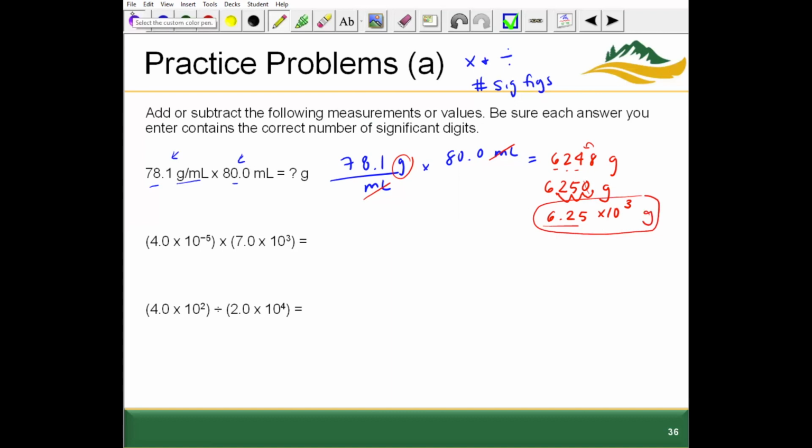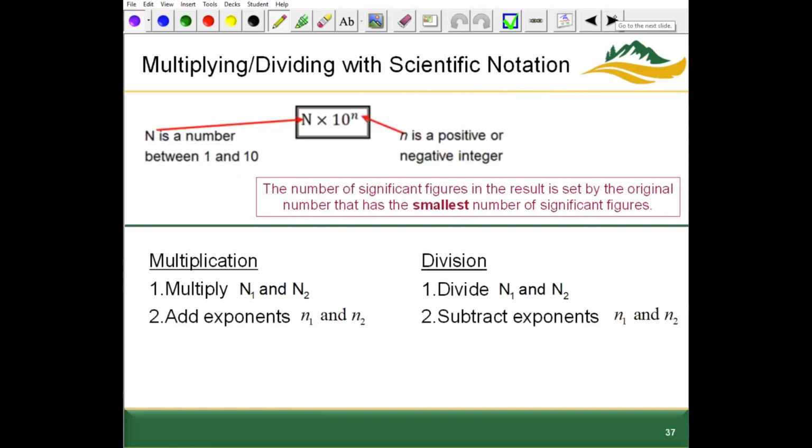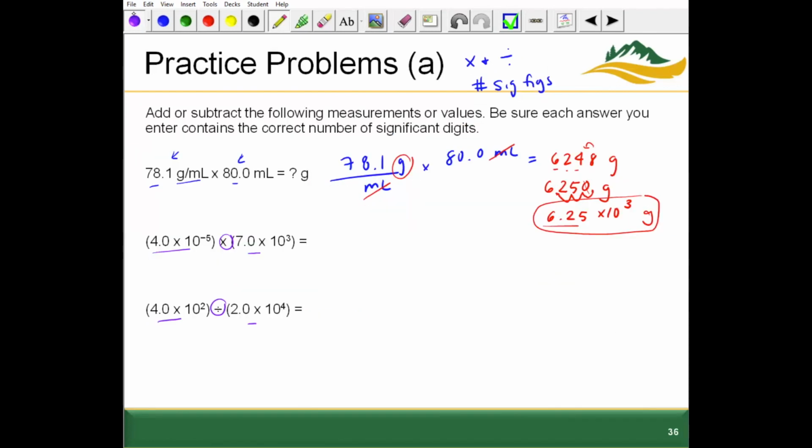Now, another concept that will tie into addition and subtraction like we did, so we can also do multiplication and division, but when we have numbers that are written in scientific notation. To cover those rules here, we are going to multiply or divide n and n2, and then depending on whether it's multiplication or division, if it's multiplication, we are going to add the exponents. If it's division, we are going to subtract the exponents. So let's go back and do those example problems. So let's try this one now.